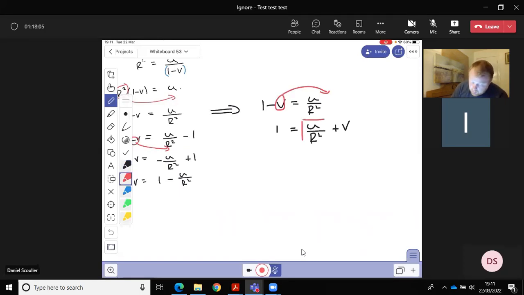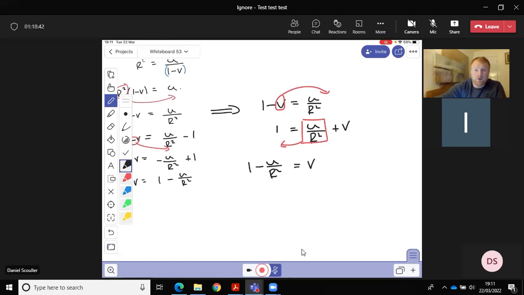And then I can move that whole thing over and have 1 minus u over r squared equals v. Okay, and that's the exact same. So I'm left with the exact same answer, with v on that side. That's quite a complicated one because v starts in the bottom of a fraction, so there's a few different places to get lost there.